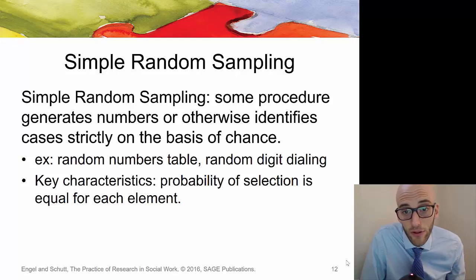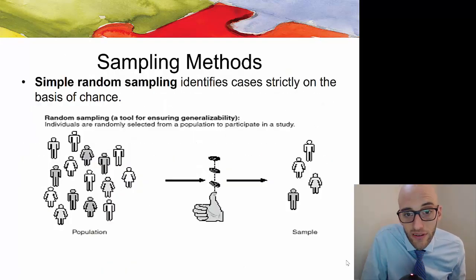So it could be a random number table, random digit dialing. The key characteristic is the probability of selection is equal for each element. So some examples or image of simple random sampling could be the larger population and doing like a coin toss. Either real or virtual coin toss, and every single element has the exact same chance of being selected. And you can kind of see we take the larger population, and through simple random sampling, we have a sample that should be pretty representative of the larger population as a whole.